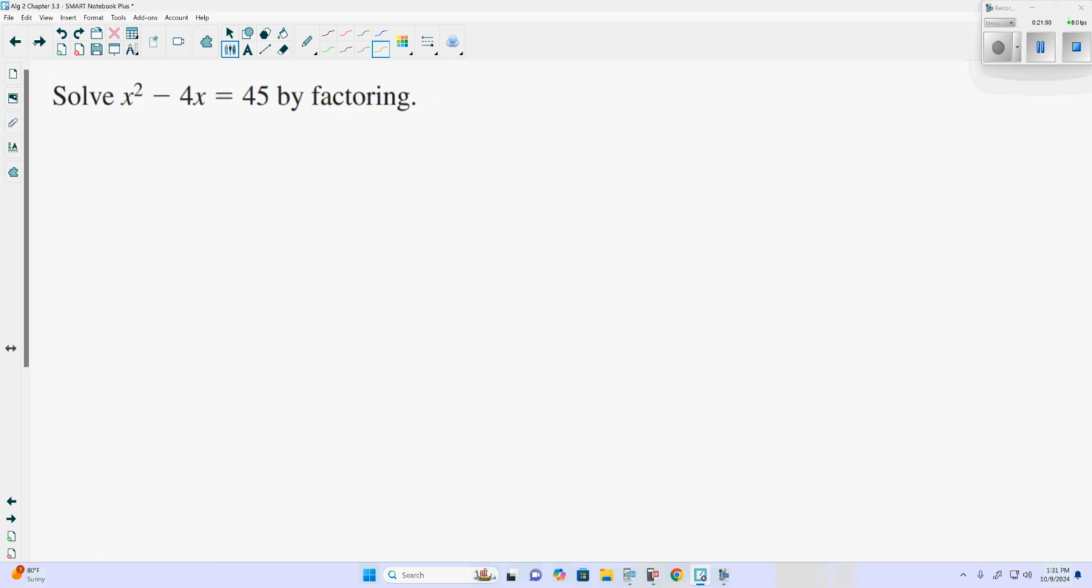Solve x squared minus 4x equals 45 by factoring. Now, solve it by factoring. We've done a few of these here. We did this in 3.13. Because with factoring and graphing, 2 of the 3 ways we've learned to solve, we need the equation equal to 0. There's only one that we've learned so far that we don't need it equal to 0, and that's the square root method.